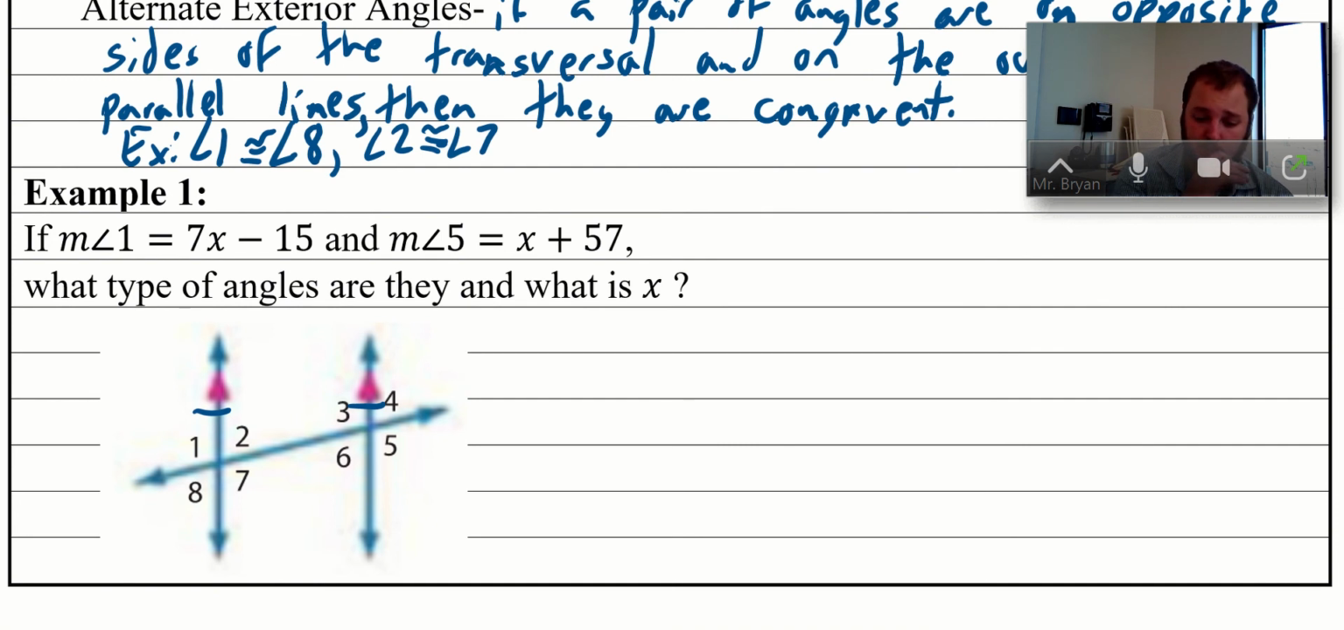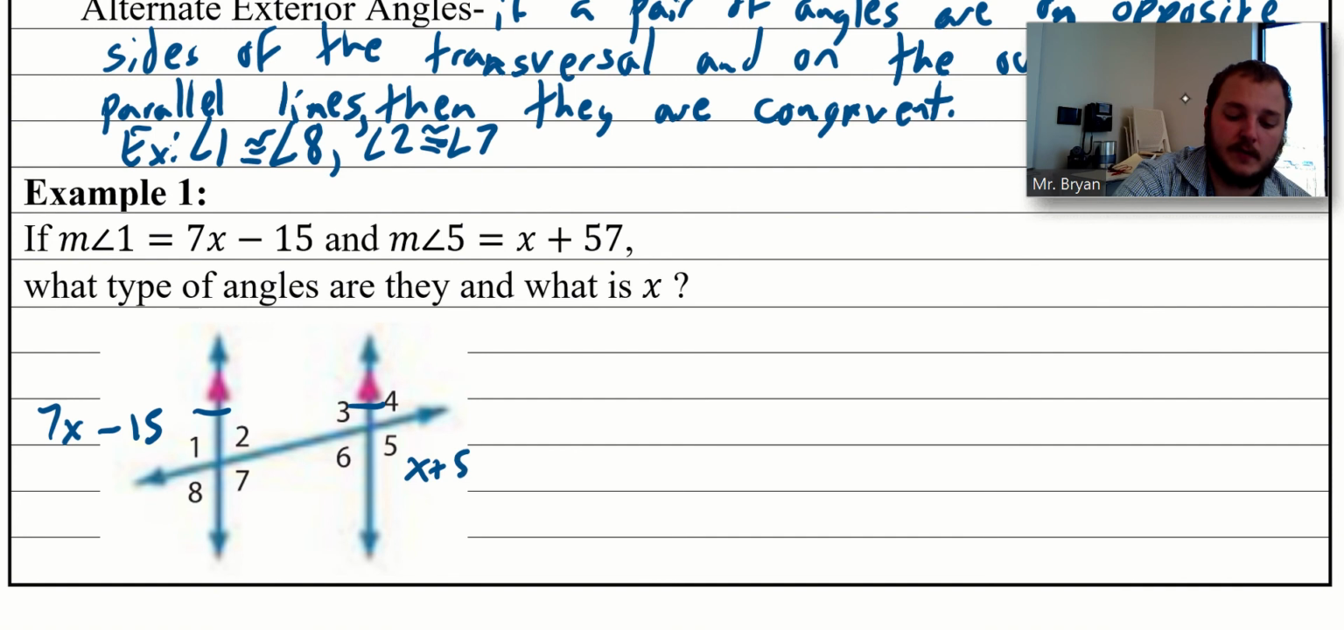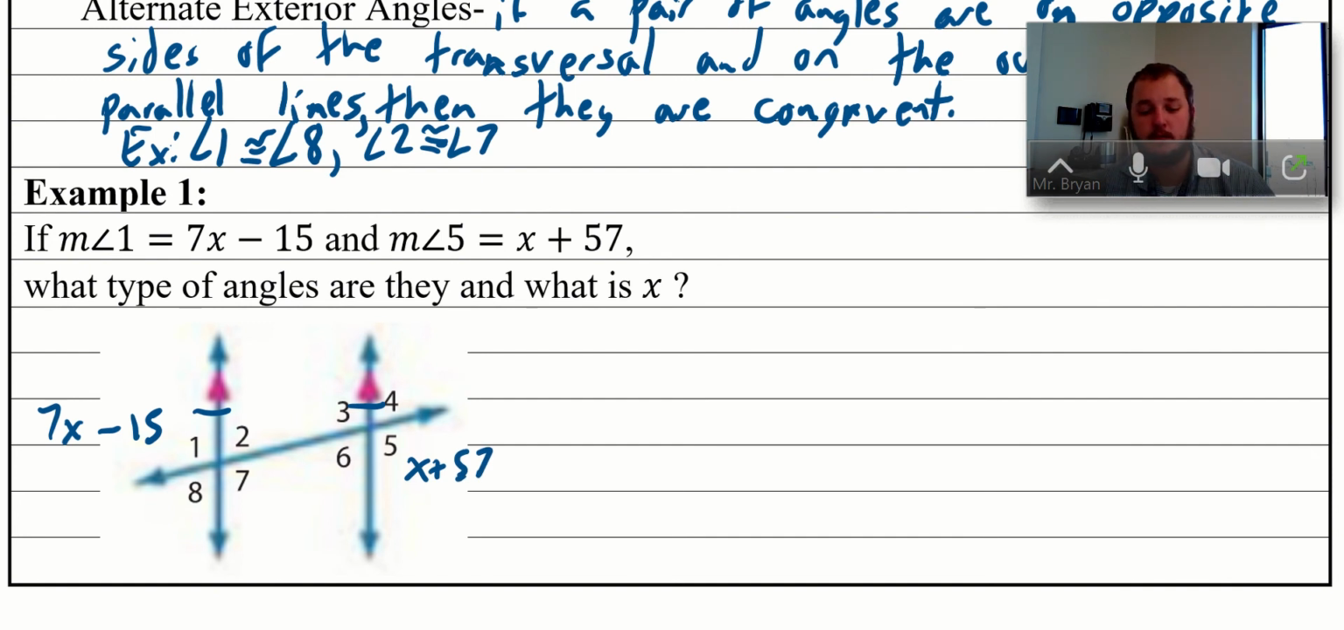So first thing I'm going to do here, since we were told this information, you can go ahead and do this on your diagram as well, is I'm just going to label in the information that we have. So we're told angle 1 is 7x minus 15, so I'll go ahead and label that. And then we're also told angle 5 is x plus 57. Okay, and if we're going to solve these kinds of problems, I'm going to ask you guys the same questions over and over again. First of all, what type of angles are they? So if I'm looking at, don't worry about anything else except 1 and 5. All the other angles don't really matter here, because 1 and 5 are the only ones that I'm given information about. So I'm looking at 1 and 5, and the question is, what type of angles are these? Well, I see they're on alternate sides of the transversal, so I'm going to say alternate.